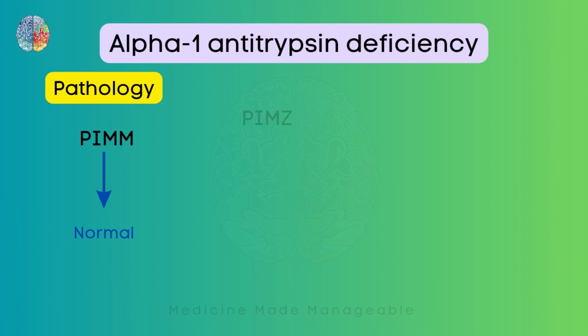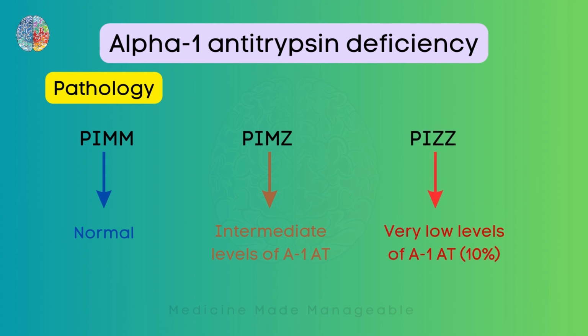People who have the PiMZ type have intermediate levels of alpha-1 antitrypsin. So there will be symptoms in these people, but not that much. But unfortunately, if a person has the PiZZ variety, there will be very low levels of alpha-1 antitrypsin, even less than 10%. So till now we understood what will happen if we don't have this protein. The lungs will lose their elasticity.